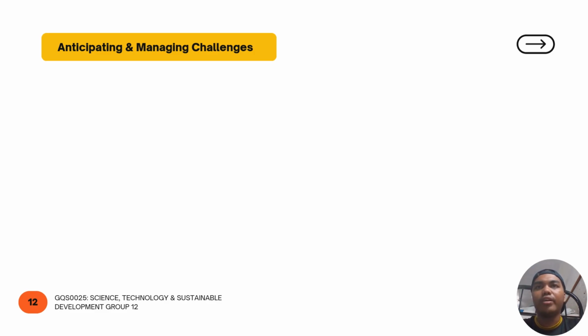Second is stakeholder fatigue. Long-term SDG efforts can lead to burnout, especially when progress is slow or workloads are unevenly distributed. So for the solution, rotate leadership roles to share responsibilities, celebrate incremental achievements publicly, and formalize recognition to maintain motivation. So, continue.